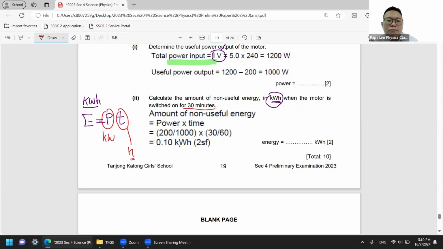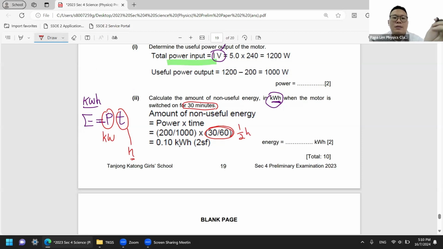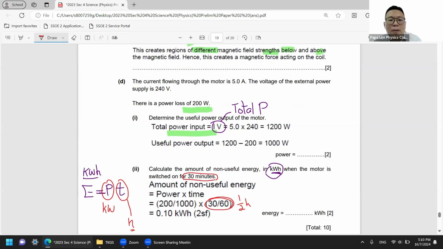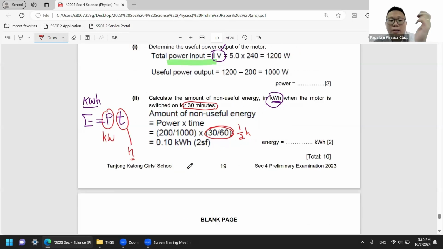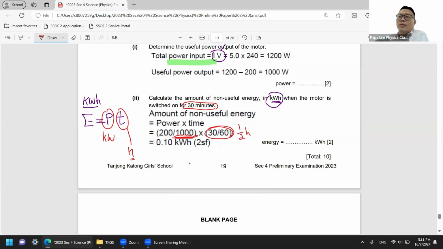So when the question says 30 minutes, we must remember to convert the time to hours, which is half an hour. When the question says the power is 200 watts, I cannot just use 200 watts. I need to convert it to kilowatts, so I divide by 1000. Remember, 1 kilowatt is 1000 watts. So you must remember to convert. Calculation of electricity is straightforward, but there are small subtle changes, especially when you deal with kilowatt hour. Remember, power has to be in kilowatts and the time has to be in hours.